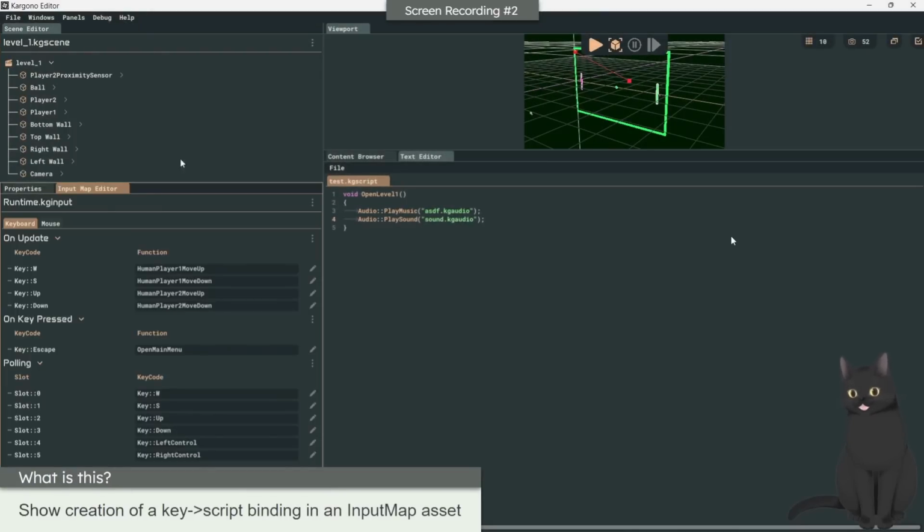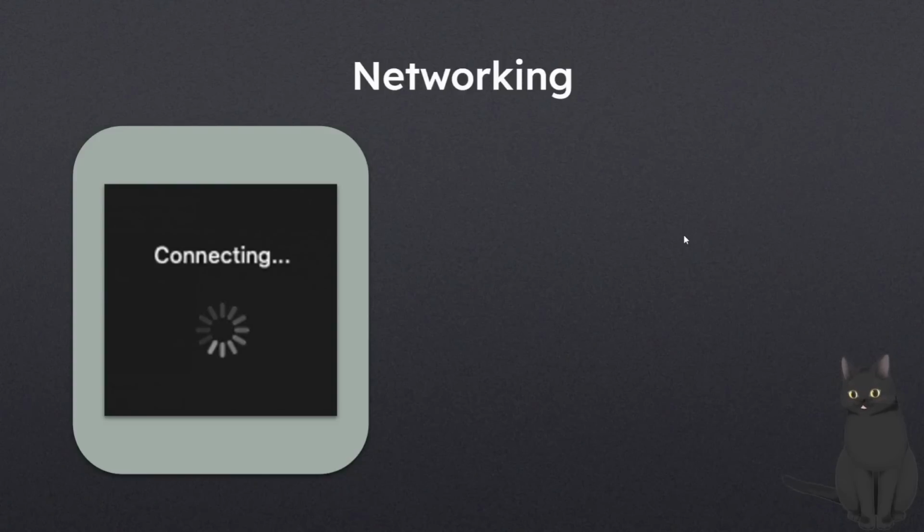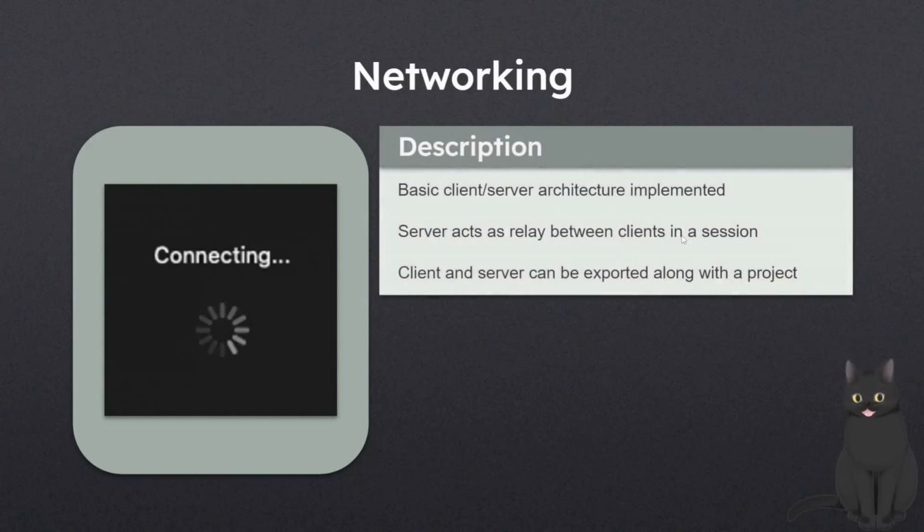All right. So networking. Networking was an interesting one to implement. I have a basic client server architecture implemented. The server acts as a relay between the clients in a session. The server holds the context of the session and just relays physics and location information between the two clients. Of course, I could still add a lot more things like server-side validation and server-side assets and entities, but for now, for Pong, this works. The last thing is that the client and server can be exported along with a project.